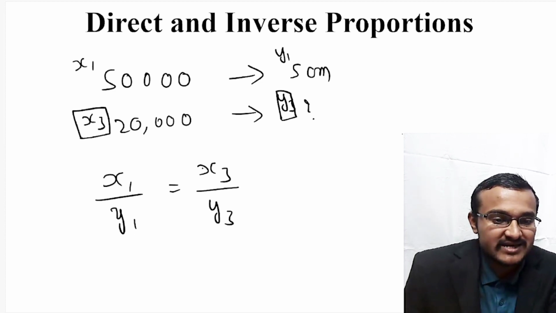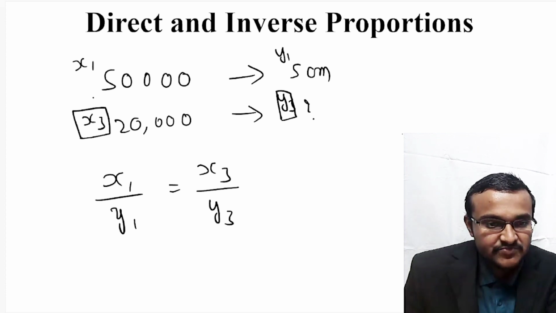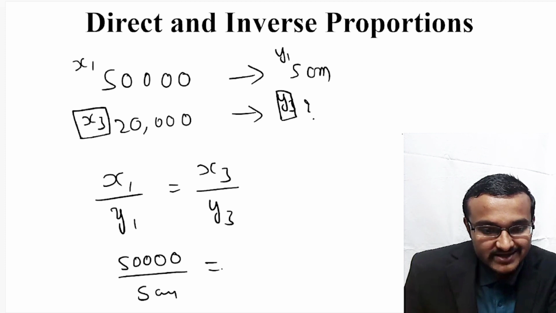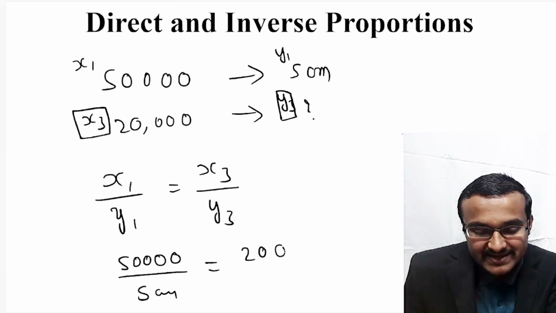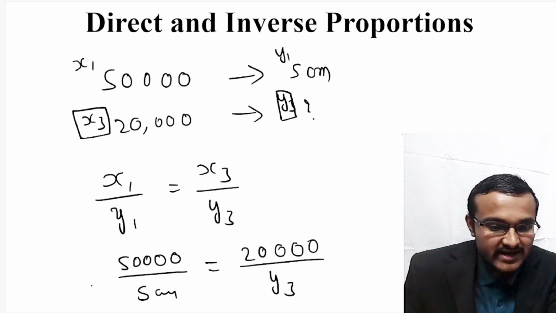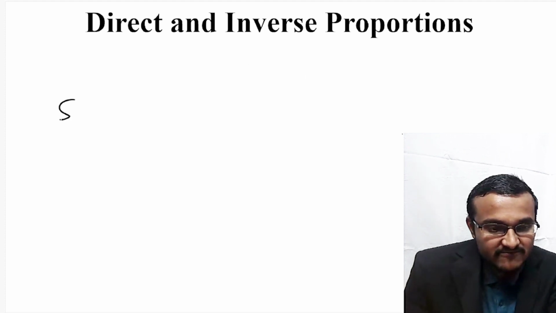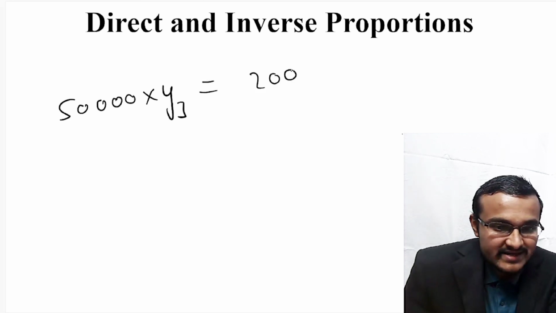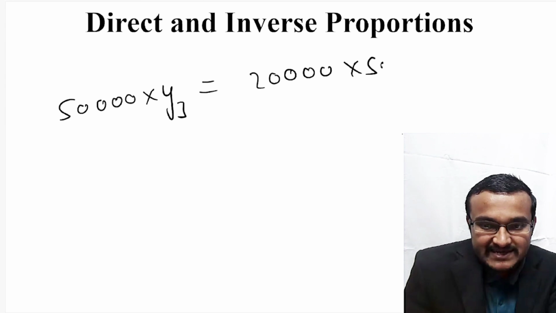So here you can substitute the values for this. Here instead of taking x1 by x3, y1 by y3, I have taken x1 by y1 is equal to x3 by y3. So x1 value is 50,000 and y1 value is 5 centimeter, which is equal to 20,000 times divided by y3 value. Now you can do cross multiplication. It will become 50,000 into y3 is equal to 20,000 into 5 centimeter.